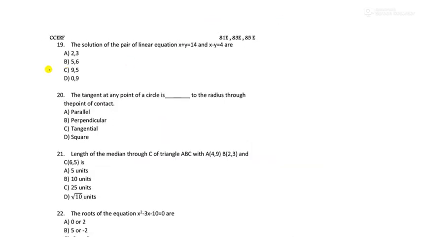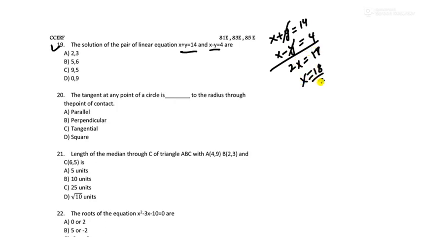Moving to the next one, question number 19. What have they given? They have given that the solution of a pair of equations, this and this, are dash. So it's a direct question. X plus y is 14 and x minus y is 4. So when you solve, y gets cancelled. Here it is 2x, so this is 18. X is 18 by 2, which is equal to 9. Now x plus y is 14, so y is equal to 14 minus 9, right? Substitute the value of x here. So you will get the answer as 5. So the answer is 9 and 5. Option number C is the correct answer.